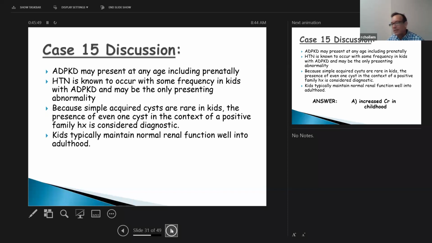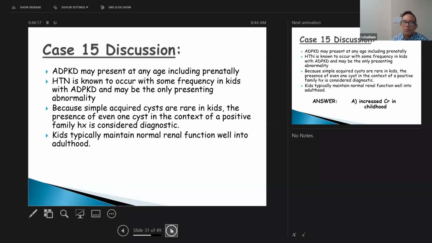ADPKD, remember, can present at any age. Remember, in the old days, dominant disease was referred to as adult polycystic kidney disease and recessive infantile, and that's been abandoned because the age of presentation is all over the place. We actually have about 3 or 4 families here that had prenatal cysts and a classic family history. So it's now described purely by its genetics and associated findings.